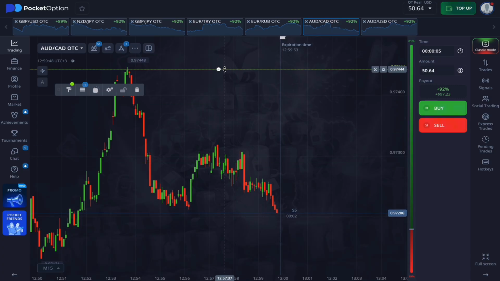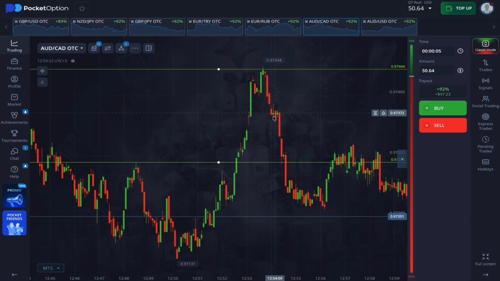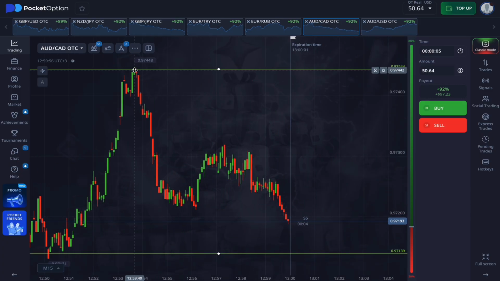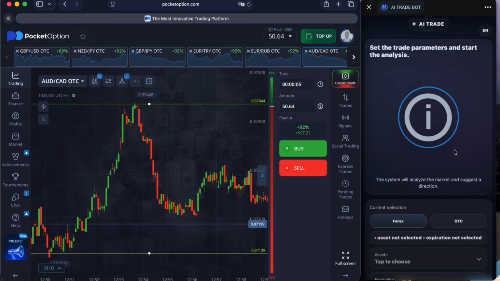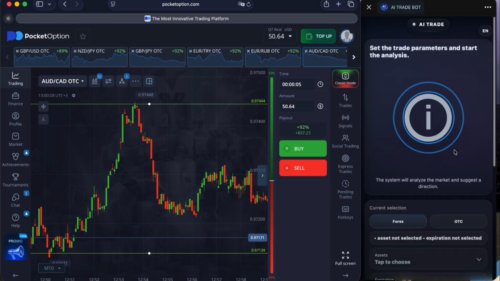Right away, I'm marking the most recent price high here, and even to the naked eye, you can see that the price is moving sideways. I'm marking the last low value. You can see the price is moving here along a downward trend line. A lot of traders would go ahead and open a position to the downside at this point, but this strategy is based on trading with technical analysis confirmation using signals from an AI-powered bot.